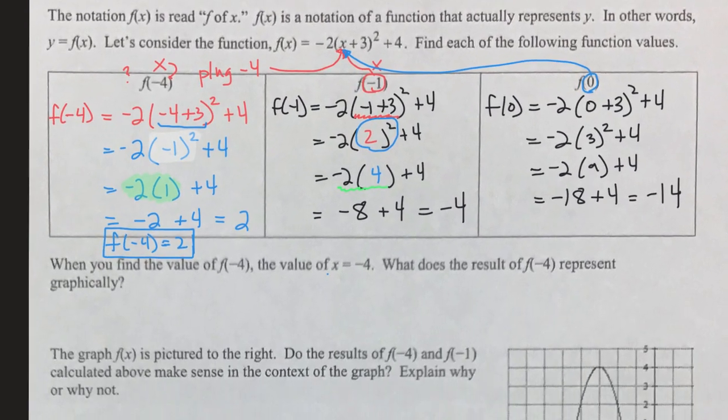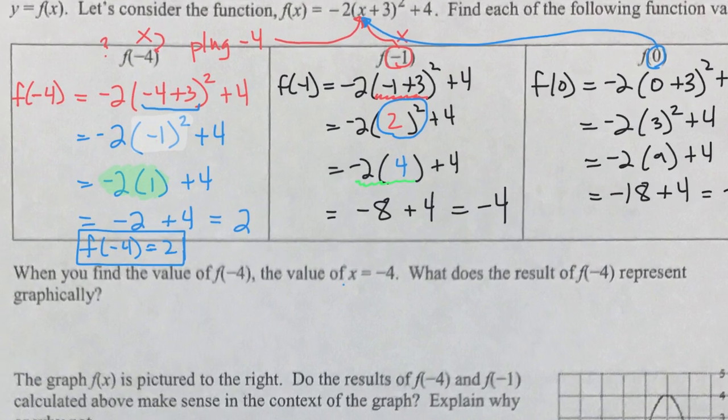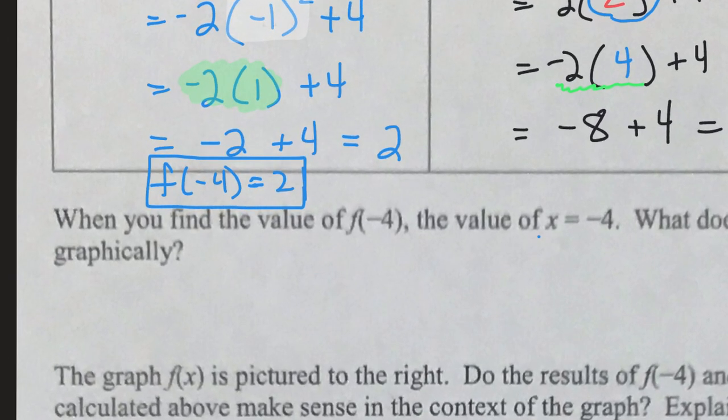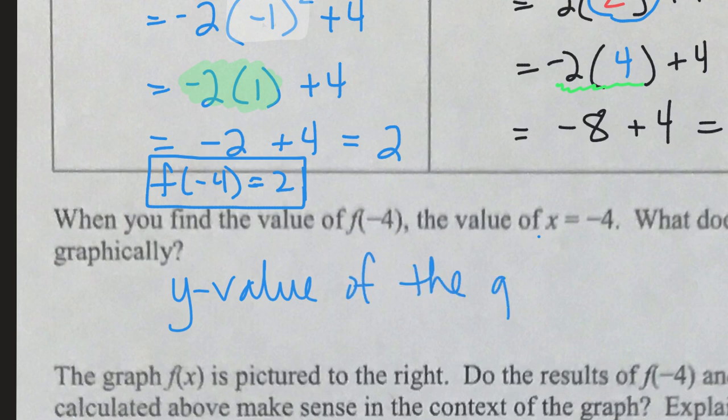Okay, the next question says, when you find the value of f of -4, the value of x equals -4, what does the result represent graphically? Well, graphically, it represents the y value of the graph. Where does the graph go? It's the y value of the graph at x equals -4. When you plug that in, you're finding the y value, every time you get a point. This is the x value, and you are calculating the corresponding y value that goes along with it.